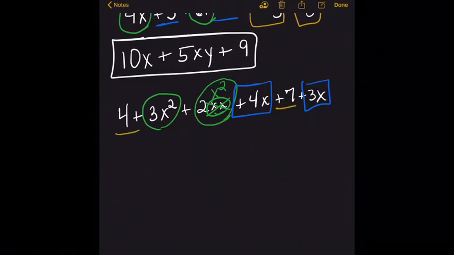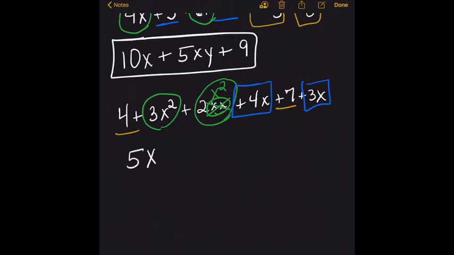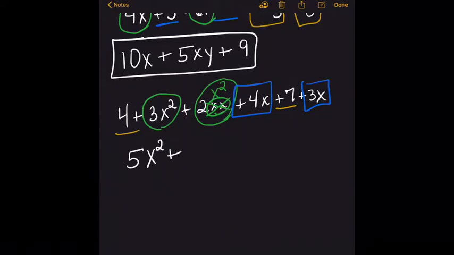Okay, so the coefficients on my x squared are 3 and 2, and 3 plus 2 is 5. So 5 times x squared plus the coefficients on my x's are 4 and 3, and 4 plus 3 is 7, 7x. And then my constants are 7 and 4. I'm sorry, 7 plus 4. 7 plus 4 is 11.